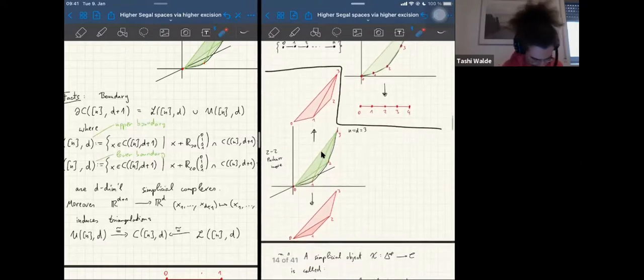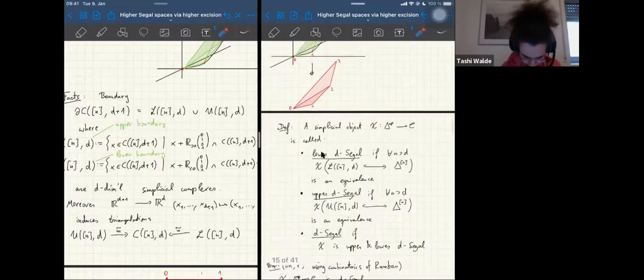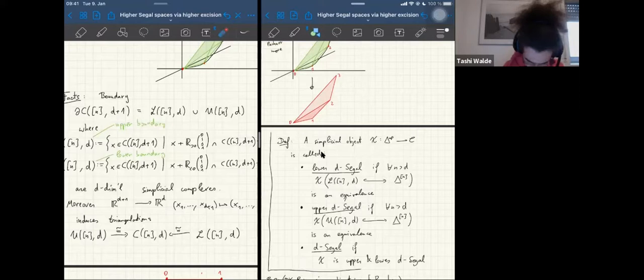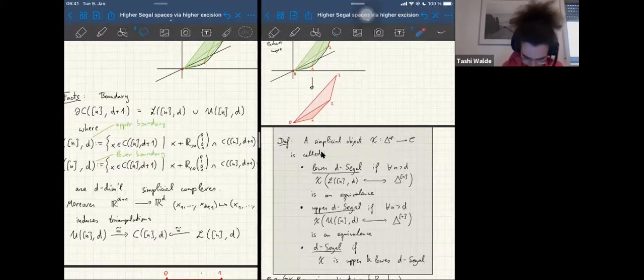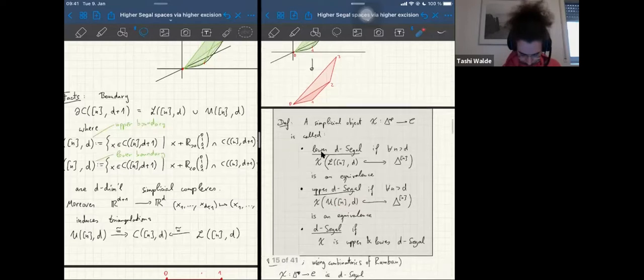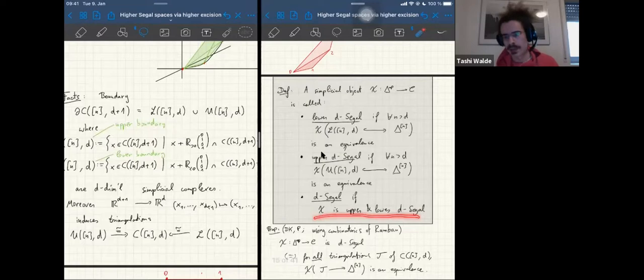But with these definitions, we can now actually come to the main definition, which deserves being highlighted. So a simplicial object is called lower D-Segal if the value of x on this lower triangulation agrees with the value on the whole simplex. Remember this is a simplicial complex, so we can evaluate x on it simplex by simplex and then glue the values together. That is, if this map is an equivalence. And similarly, it's called upper D-Segal if the same is true for the upper boundary. And then it's called D-Segal if it is both upper and lower D-Segal.